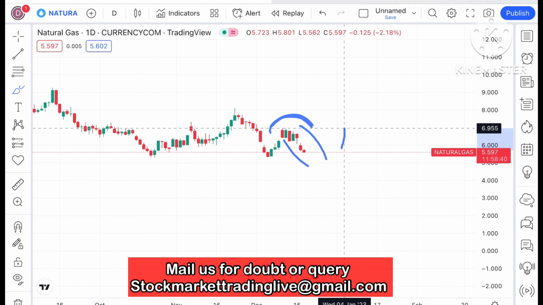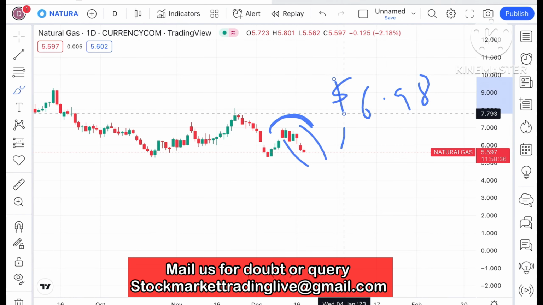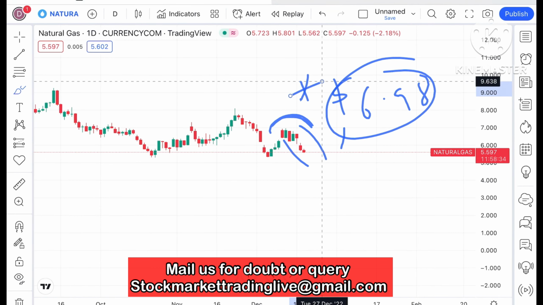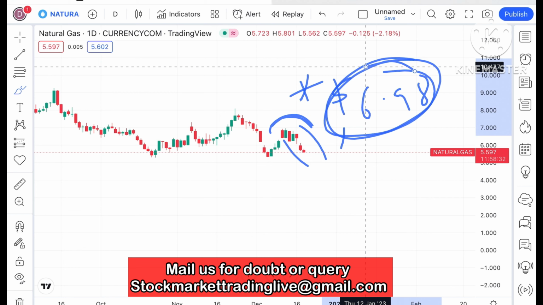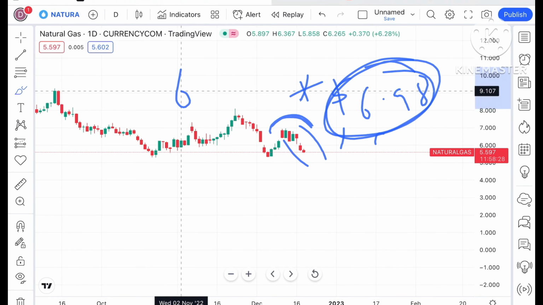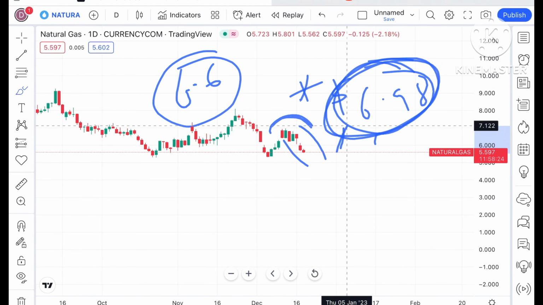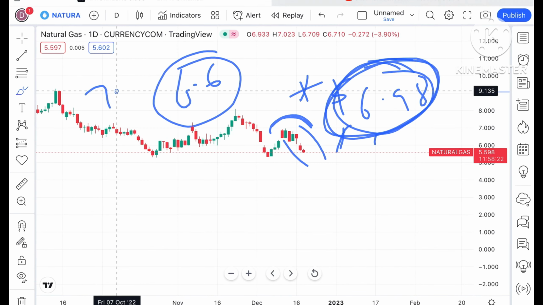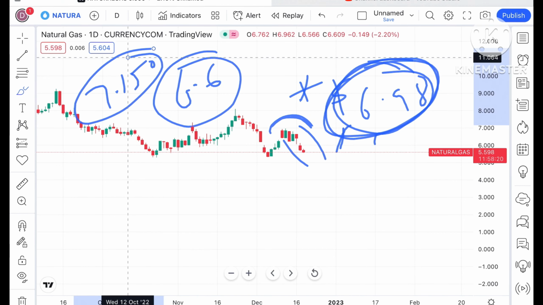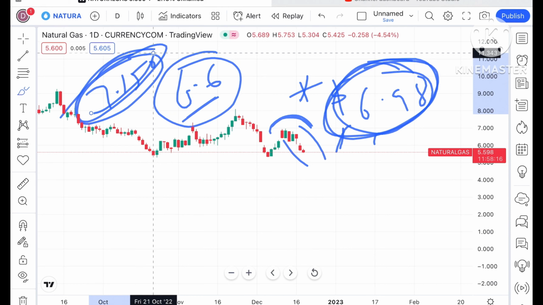If you look at this chart, we have seen $6.98. Keep a note that this level is already a weak resistance. So chances are very high that if the price goes above a level of 6.6, it can cross this level and go further upside towards a level of around 7.150. Keep this in mind.